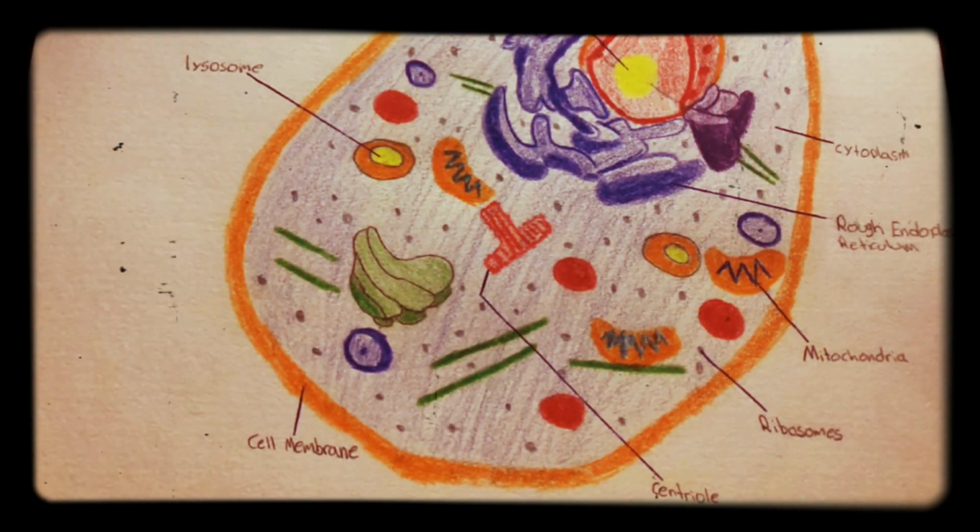Next up, we have centriole and mitochondria, and the centriole is basically it helps chromosomes move inside into the cell, and you could find this being active during mitosis. Now, the mitochondria is basically the powerhouse of the cell, and it produces energy known as ATP.